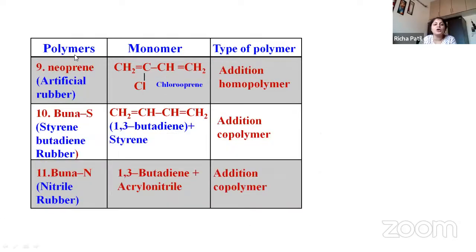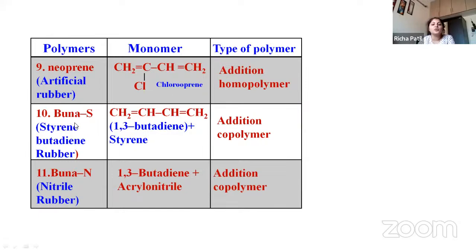So next we'll go to neoprene. Neoprene is an artificial rubber, a synthetic rubber. The monomer is chloroprene, and this is the monomer unit. The type of polymer is an addition homopolymer.